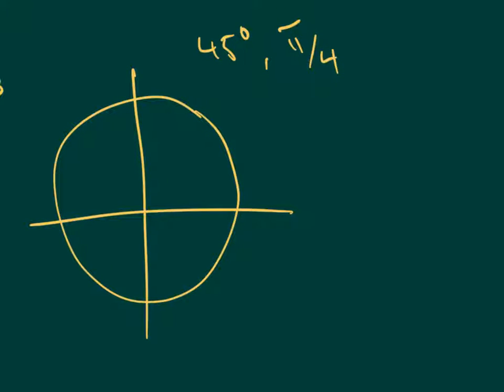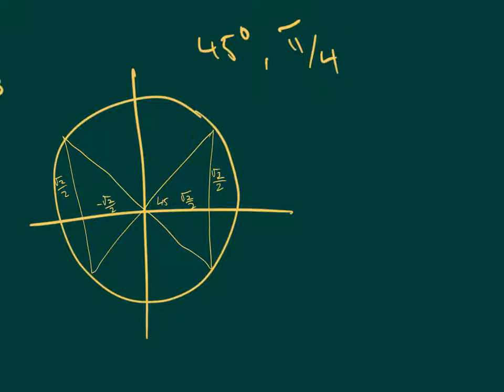faster. So drop your triangles. That's your 45. So this is √2 over 2, √2 over 2, -√2 over 2, √2 over 2, -√2 over 2, and again -√2 over 2.